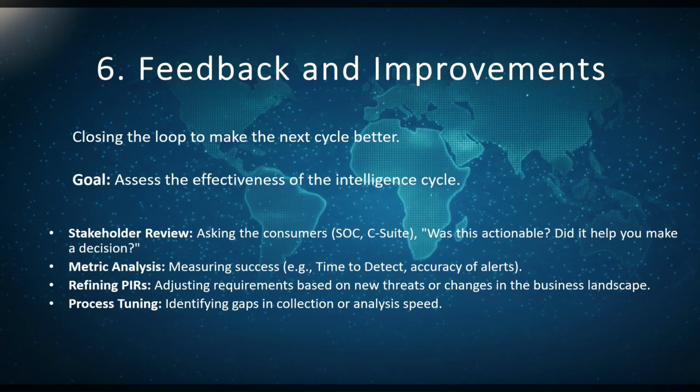As for the last phase, this is feedback and improvement. Here we seek feedback from the stakeholders who received the threat intel reports. Based on the feedback, we try to improve the next upcoming report, to increase the quality of the reports or to improve the response time for threats which are actively exploited in the wild. Also, for process tuning, we identify the gaps between collection and analysis speed. So this is also an important and critical phase for improvements.